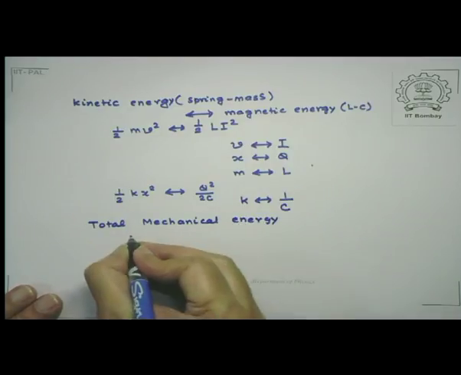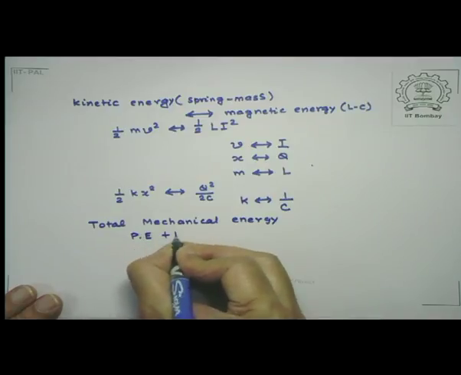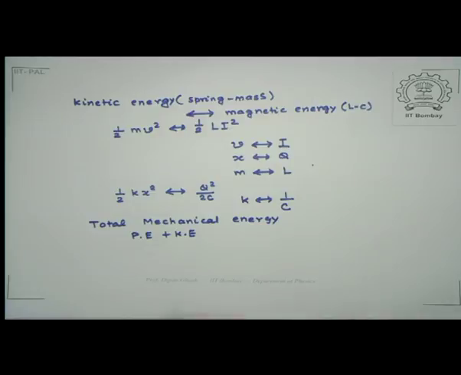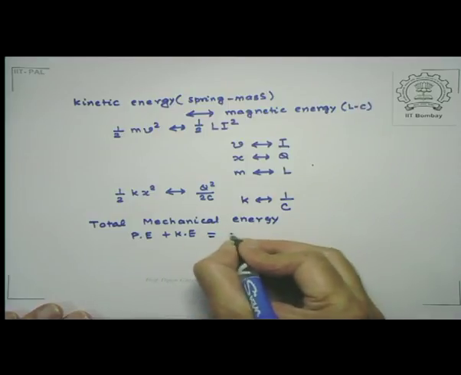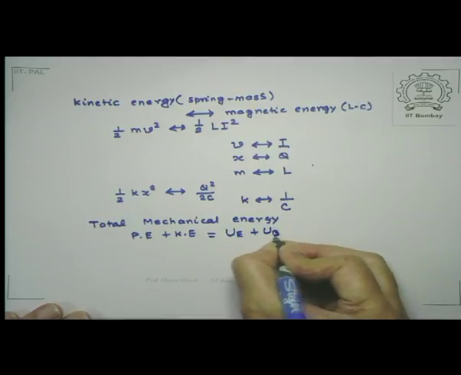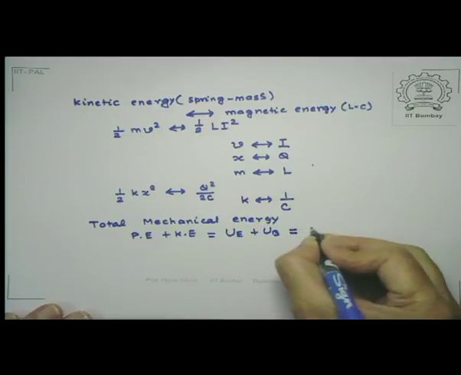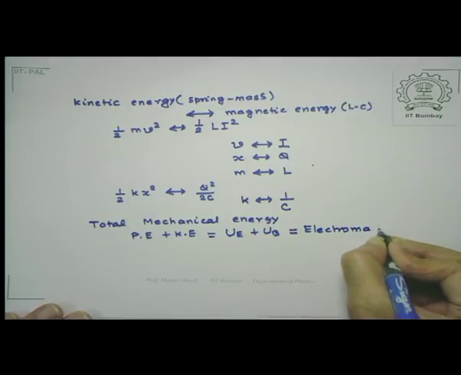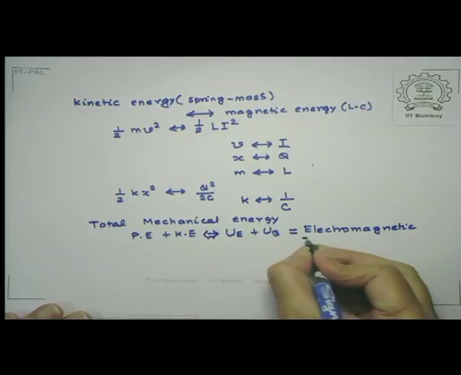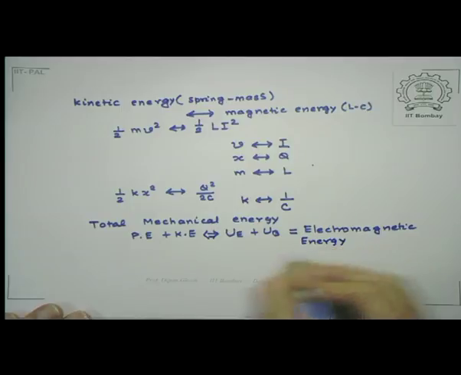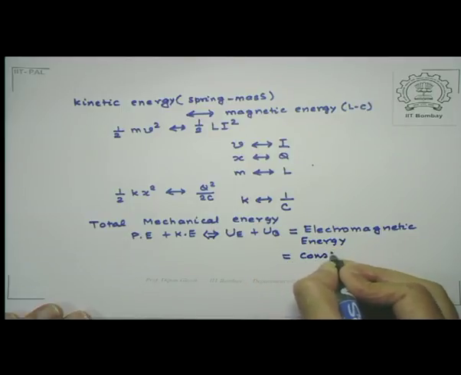And the total mechanical energy, which is the sum of the potential energy plus the kinetic energy, obviously corresponds to the total magnetic energy plus the electric energy, where potential energy is U electric, kinetic energy is U magnetic, and that is the total electromagnetic energy. So let me put, these are analogies, and that remains constant in both these circuits.